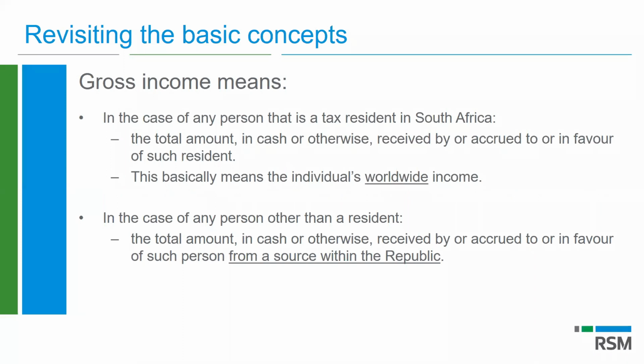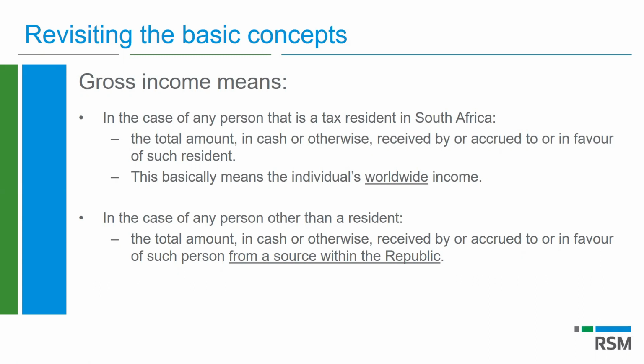The other fundamental concept that's important to understand is that of gross income. Now, gross income is fundamentally different whether a person is a tax resident or a non-resident of South Africa. And that's why we focused on those tax residency discussions first. So in the instance of a person that is a tax resident in South Africa, gross income would include that person's worldwide income. So be it investment income offshore, foreign trade results, foreign rentals, all of your worldwide income is brought into the tax net in South Africa.